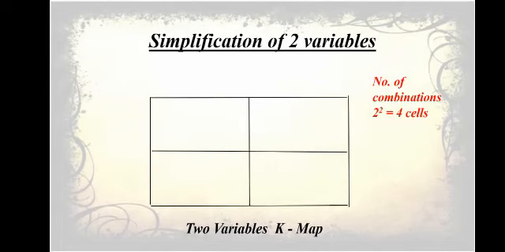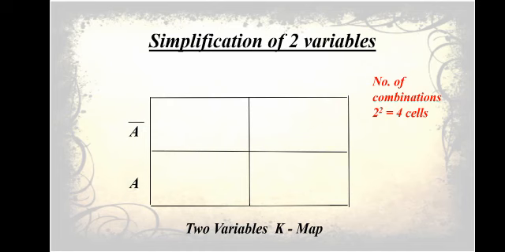Coming towards the simplification of two variables, how can we simplify two variables? First of all, we studied in the previous slide that if there are two variables, then we have to make the combinations. For combinations, there is a formula 2 raised to power 2 is equal to 4, so it means we have to make 4 cells. Then afterwards we have to write the variables in row or column form. Like here two variables are there, so in the first row we will represent a prime, a complement or a naught. It's up to you how you read it.